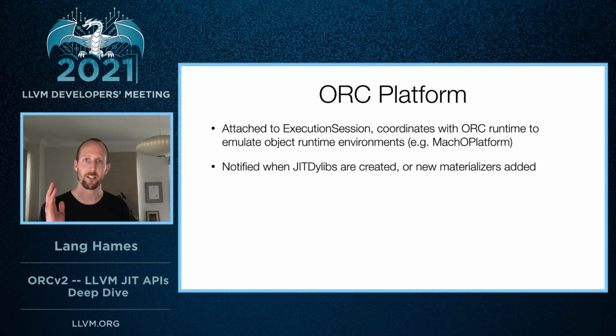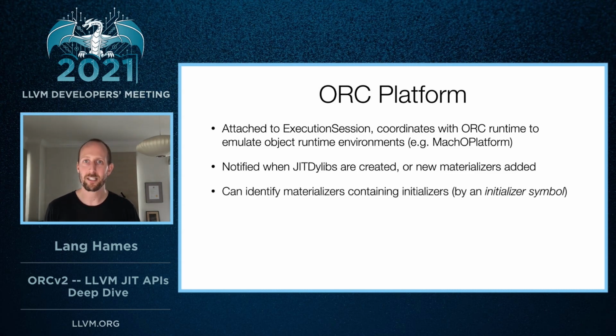The way this works is that the platform object is notified when new JITDylibs are created. And I haven't mentioned JITDylibs until now, but JITDylibs are just the containers that we put materializers into in ORC. So the platform is notified when these containers are created, and it's notified when new materializers are added to the system. And it can identify materializers that contain initializers. These have a special symbol attached to them.